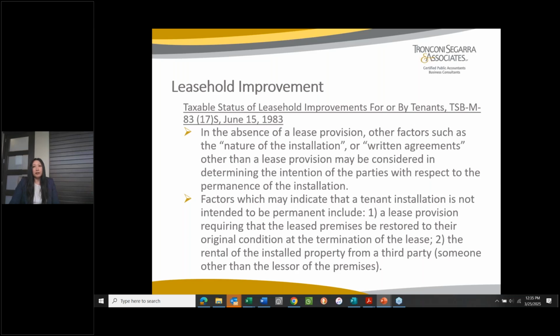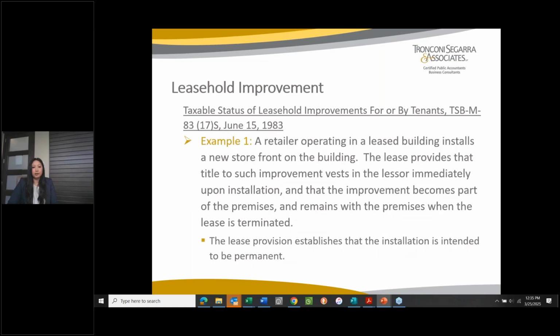For the lease wording, if it were to include terms like it needs to be restored to its original condition upon termination of the lease, or the property being installed or the improvements being made is actually a rental from another party that would be removed upon termination of the lease, that would prevent the installation from being intended to be permanent, and it would make it taxable.